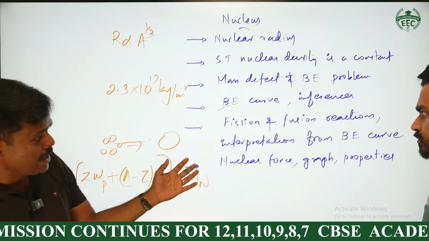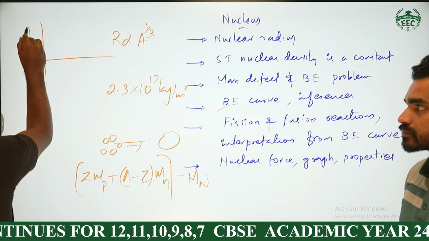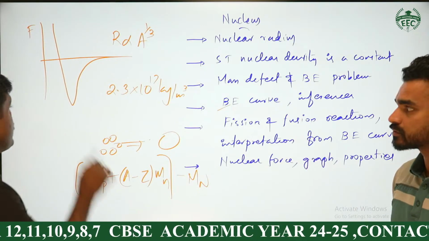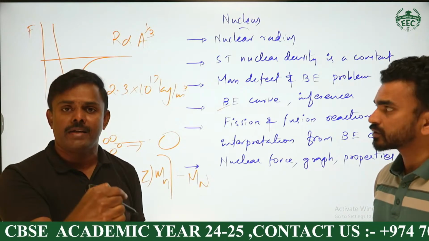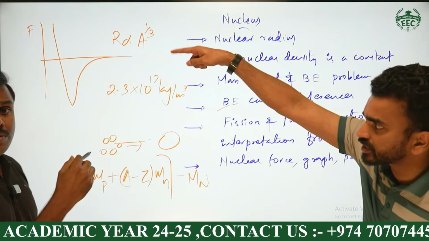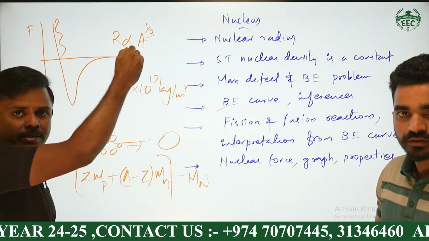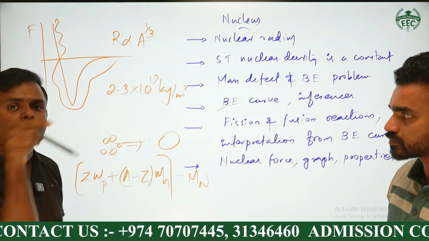Then binding energy, nuclear force graph and properties. Nuclear force graph, potential energy or force is taken here, and the graph will be like this. Very, very important. We would mark this as one of the most important questions. They will ask you to mark the attractive and repulsive parts. This part is positive, so it is repulsive. Positive forces are taken as repulsive, and this part is negative, so that part is attractive.